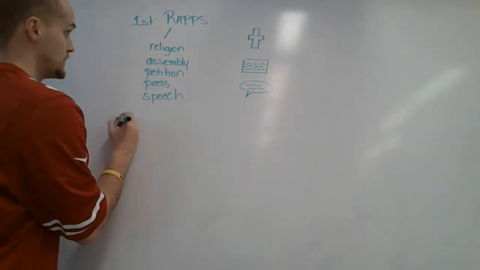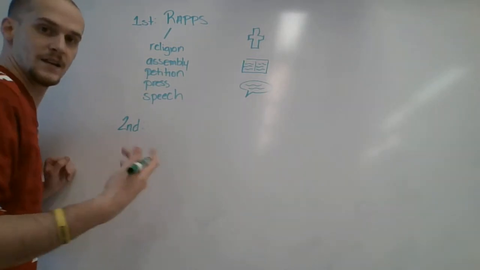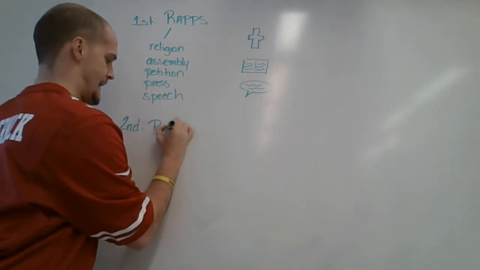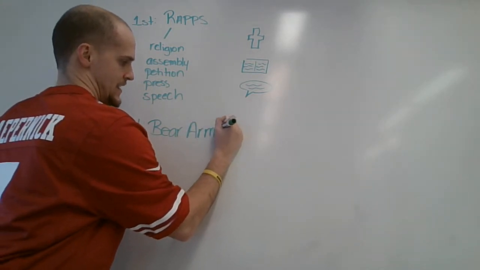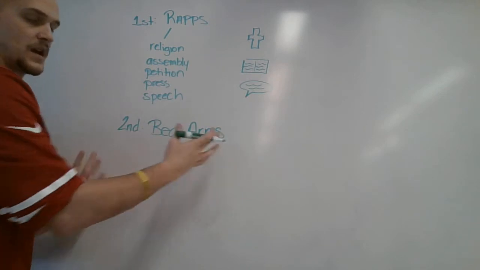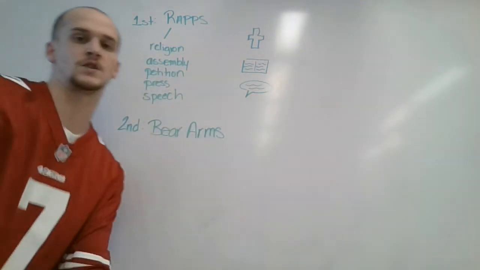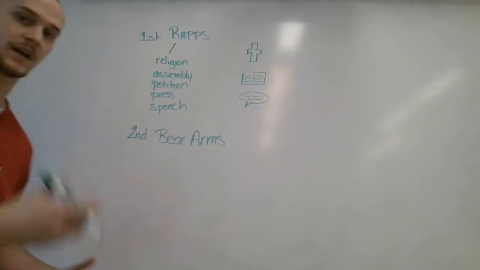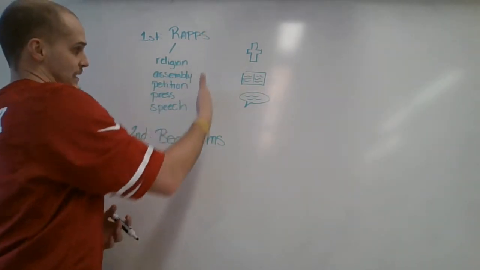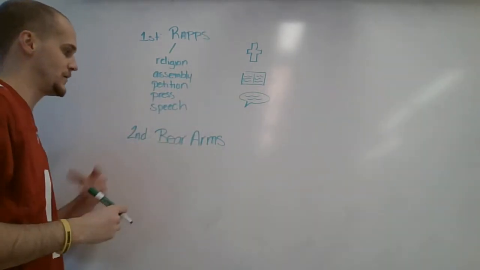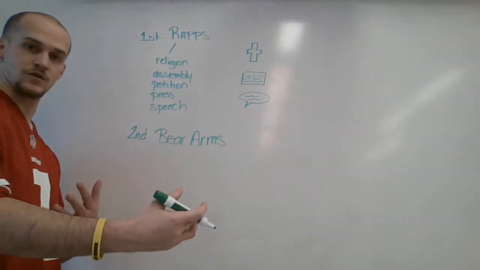The Second Amendment, that is your right to bear arms. Your right to have weapons. Now this comes from the pre-Revolutionary War when King George tried to take weapons from the colonies, just like the First Amendment came from pre-Revolutionary War when King George tried to limit these rights on the people. So the Second Amendment is your right to bear arms, your right to have weapons and defend yourself.